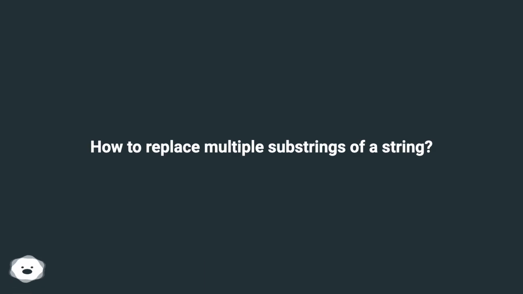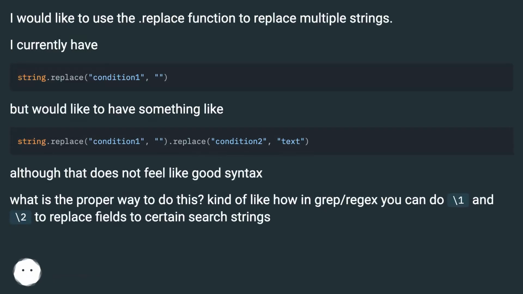How to replace multiple substrings of a string? I would like to use the replace function to replace multiple strings. I currently have, but would like to have something like. Although that does not feel like good syntax. What is the proper way to do this? Kind of like how in grep/regex you can do \1 and \2 to replace fields to certain search strings.